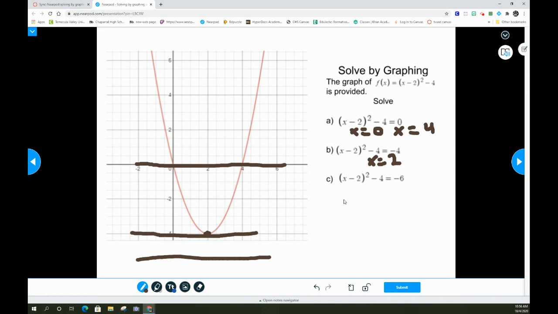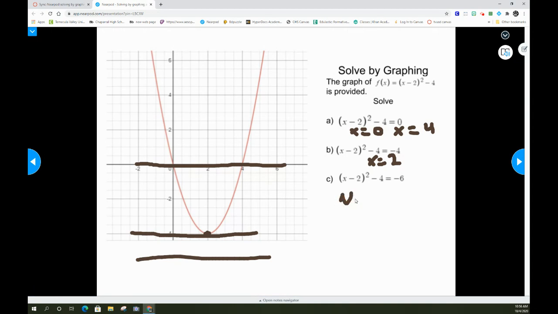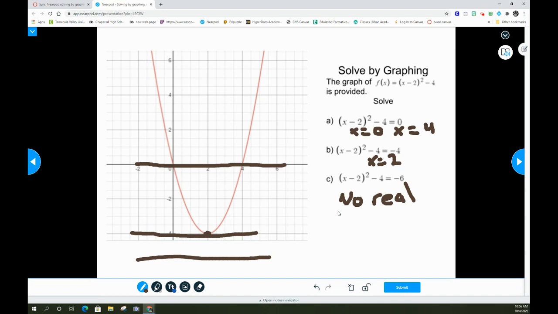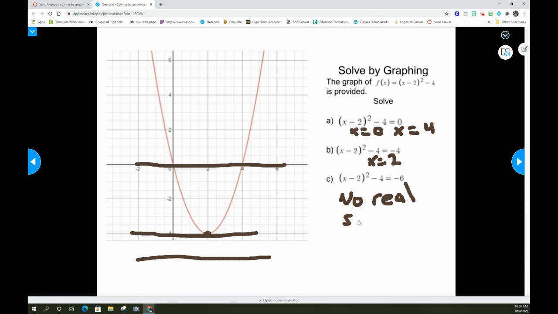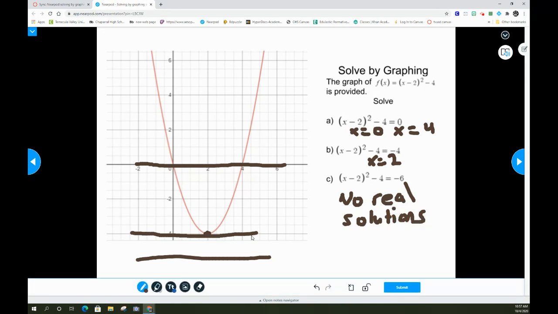So what does that mean? That means there are no real solutions. I throw the word real in there because we're going to learn next week that there's something called imaginary solutions. So we say no real solutions. Next week we'll learn how to solve that algebraically, and we'll get some imaginary solutions. If the two graphs, the left side and the right side, never intersect, that means no real solutions.